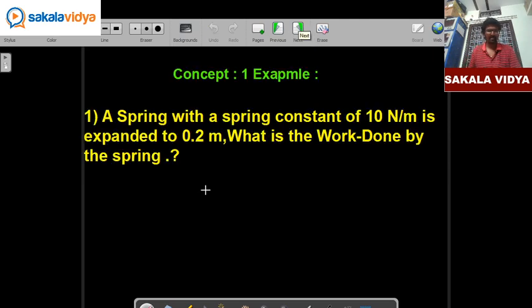A spring with a spring constant of 10 Newton per meter is expanded to a displacement of 0.2 meters. So what is the work done? So what is given here? A spring is given.